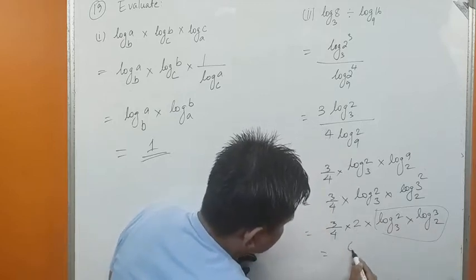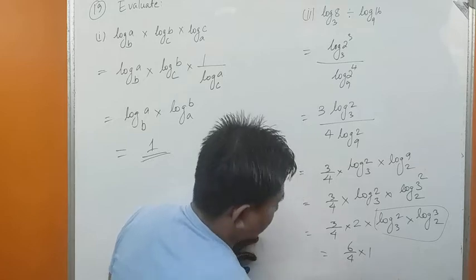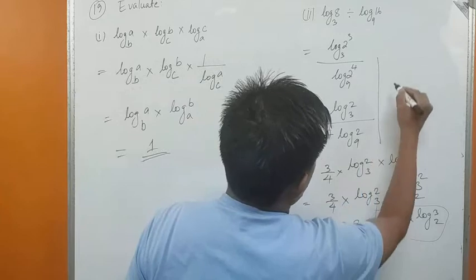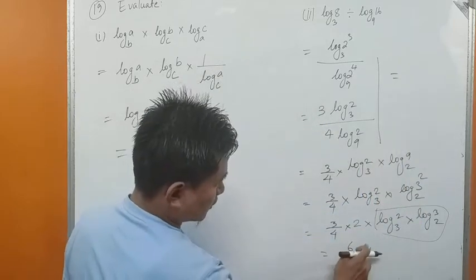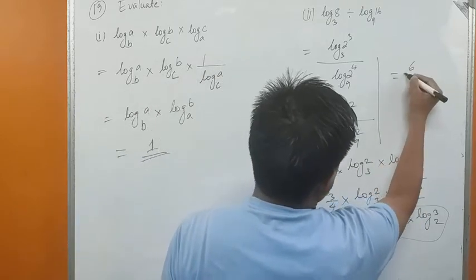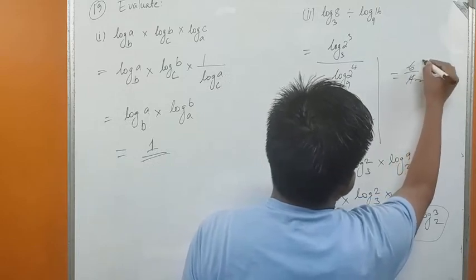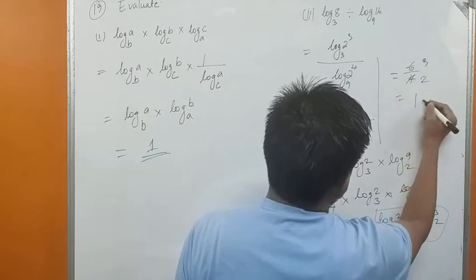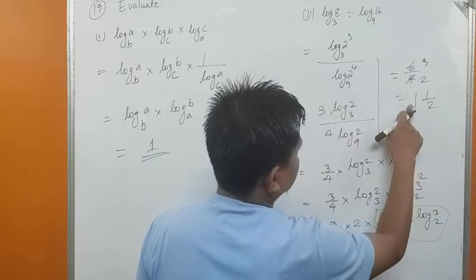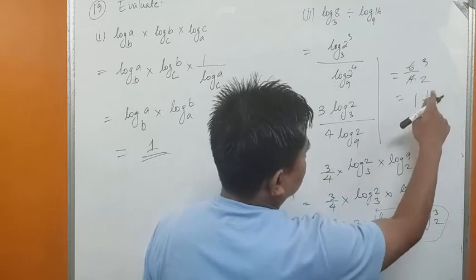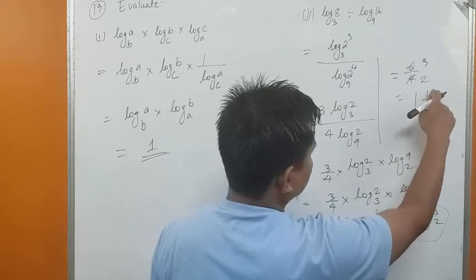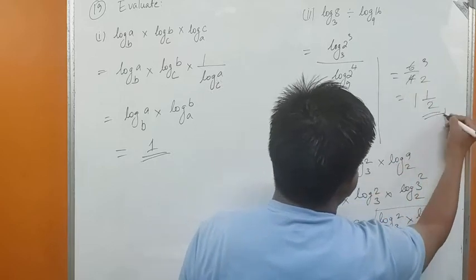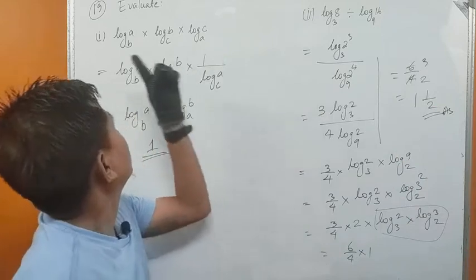So 3 2s are 6, 6 by 4 into 1, that is 6 by 4. Equals 6 by 4. 2 2s are 4, 2 3s are 6, so 3 upon 2, which means 1 whole 1 upon 2. 2 1s are 2 plus 1 is 3 by 2. This is an improper fraction, so we need to convert it into a mixed fraction. So this is the answer for question number 2 of 19.